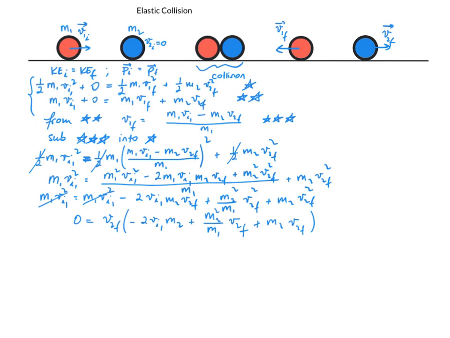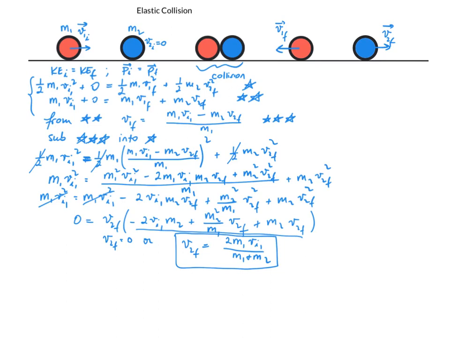So this is true for v2 final being equal to 0, or I'm going to factor out the v2 final in this second expression right here, or v2 final is equal to 2 m1 v initial 1 divided by m1 plus m2. So I solved for velocity 2 final in terms of the initial velocity of the first ball.